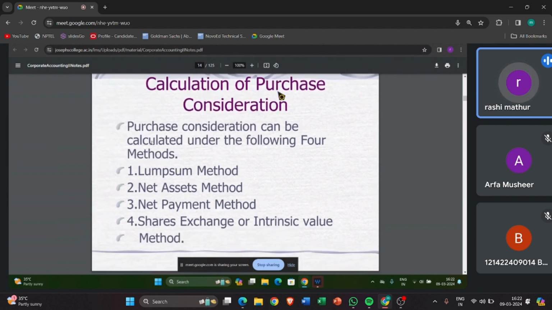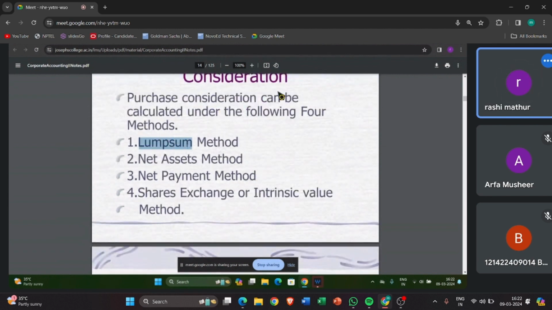Purchase consideration can be calculated by four methods. The first one is the lump sum method. What is the lump sum method? Just now, as we saw in the sum, it was agreed that 3 lakhs and 2 lakhs, something like 6 lakhs, should be paid off, right? So the lump sum method is wherein both the companies have agreed for a lump sum amount as purchase consideration.